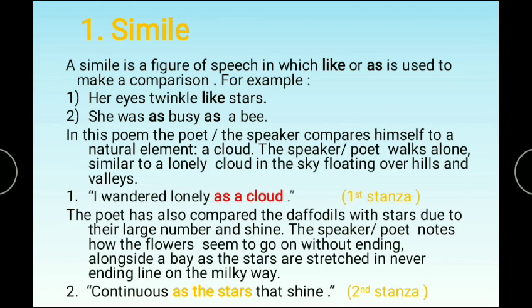And then the poet also says that the daffodils shine like stars. The daffodils also twinkle or shine like stars. As stars shine at night, similarly, the daffodils shine very brightly in the daylight. So the poet has made the comparison due to the large number and shine. And the poet has used a comparative word. And what is the comparative word that the poet has used? Continuous as the stars that shine. This is an example of simile, and the poet has used simile in the poem.